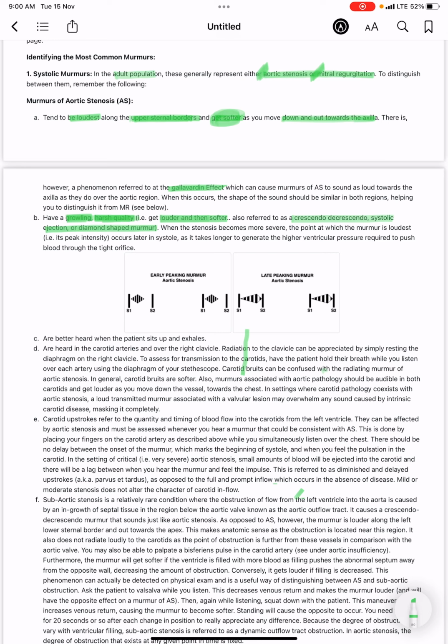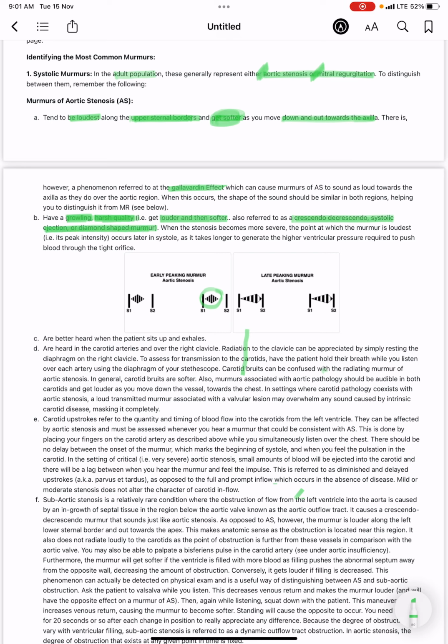So the early peaking murmur of aortic stenosis has a growling, harsh quality, getting louder and then softer. This is called a crescendo-decrescendo systolic ejection or diamond-shaped murmur. So where do you get this diamond-shaped murmur? In aortic stenosis.